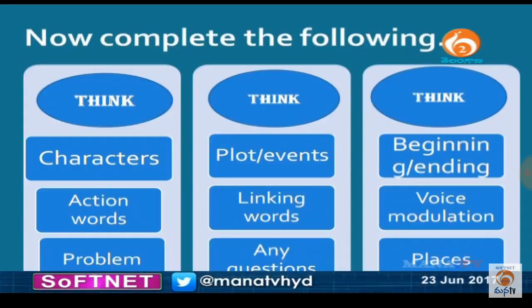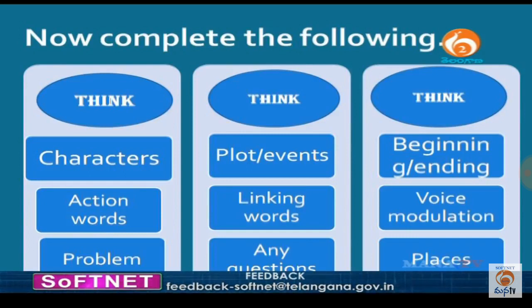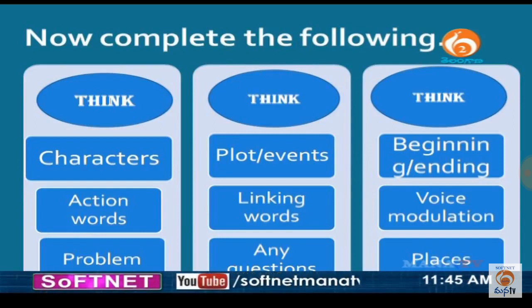Do the following activity. Let us think of the following things that you have observed in the story: the characters in the story and the plot, the beginning of the story, the ending of the story, action words, the language used, the problem, any questions and the places. Make a list of all these things and try to write it. Think about all these things and write it in your notebook.